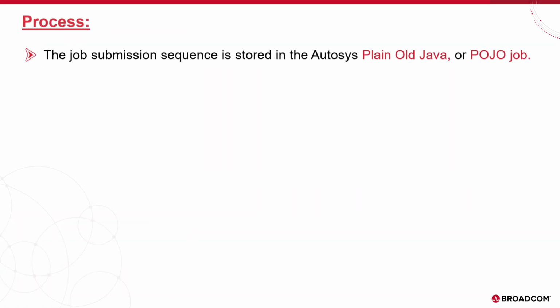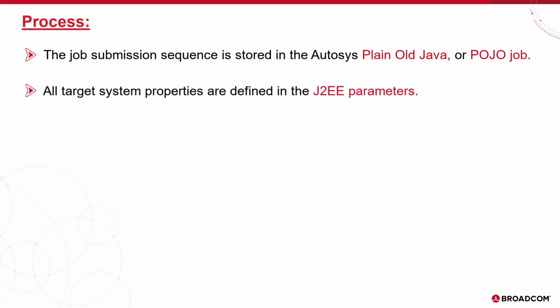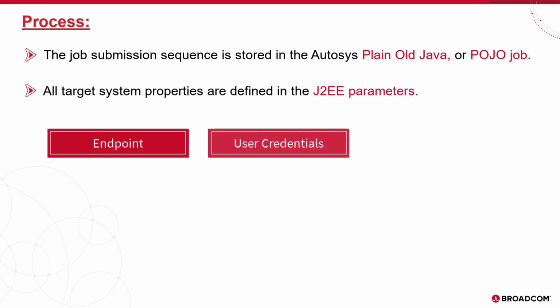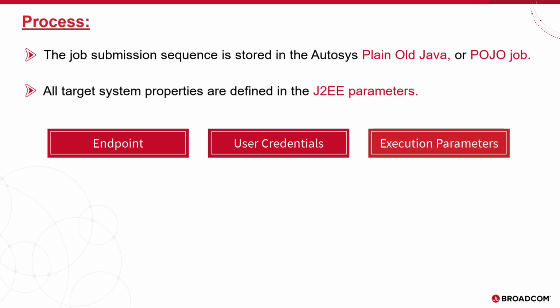The job submission sequence is relatively simple because all integration flow execution properties are stored in the AutoSys POJO job. We will use basic authentication with a proxy configuration for this demo. All target system properties, including the endpoint, user credentials, and execution parameters, are specified using J2EE parameters. These parameters may vary depending on the authentication method used.